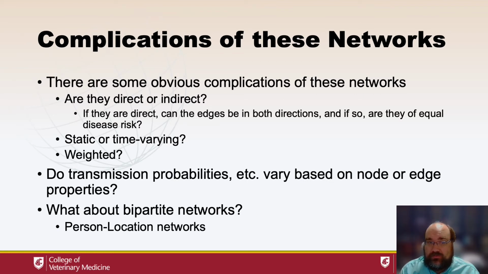Are these static or time varying? Are they weighted? Do the transmission probabilities vary based on node or edge properties? So does that change? In our example, it was just a flat probability, but is that weighted by, is it a conditional probability? What about bipartite networks? Those, as I mentioned, are sort of person location networks. There are very complicated things you can do with those.